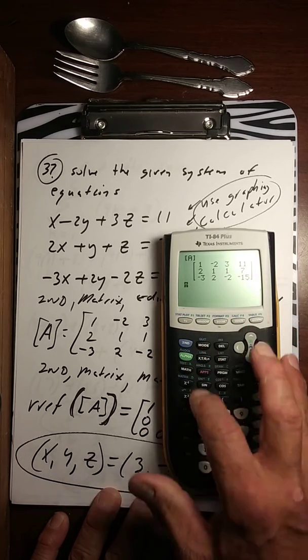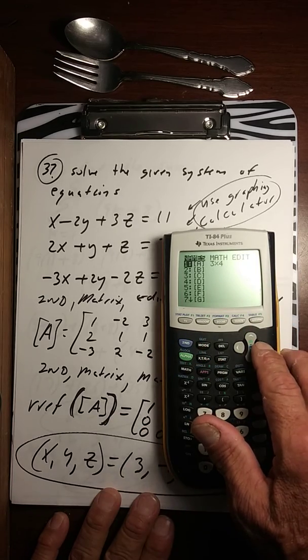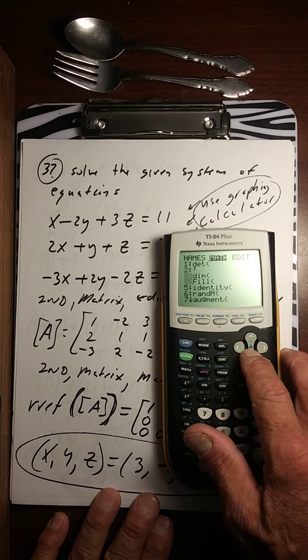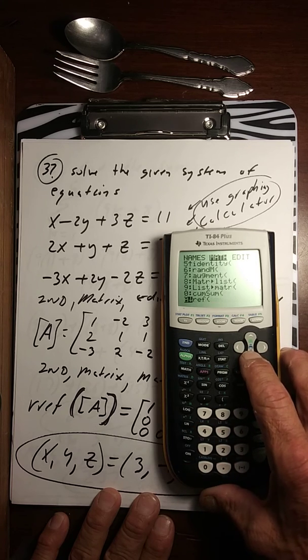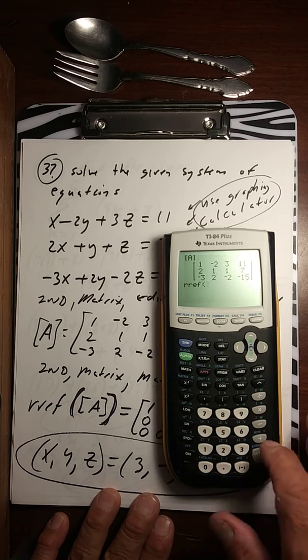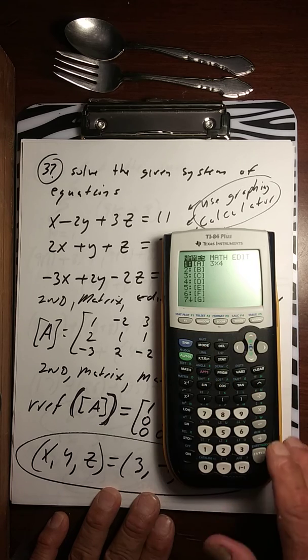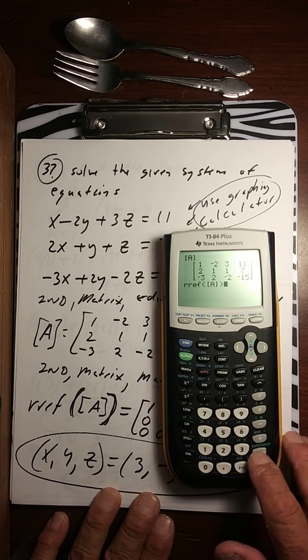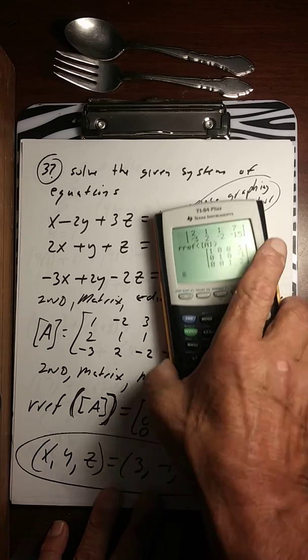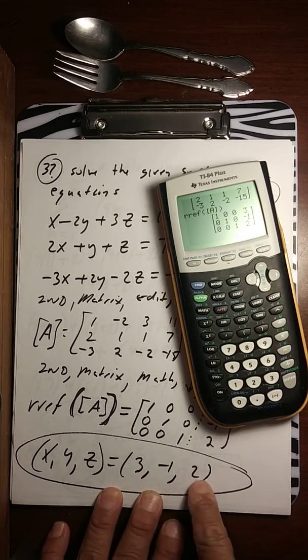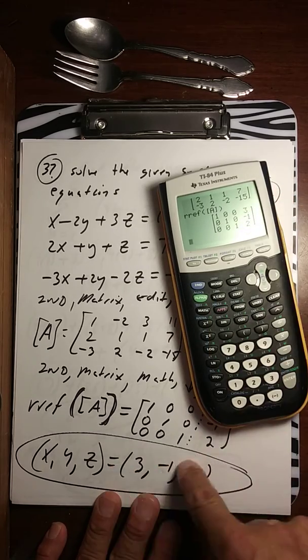So now, second matrix. Let's go to math. Let's go to RREF, row reduced echelon form. And what is it? Second matrix of A. So hit enter, and we're going to end up with 3, -1, and 2. 3, -1, and 2 are the solutions to that.